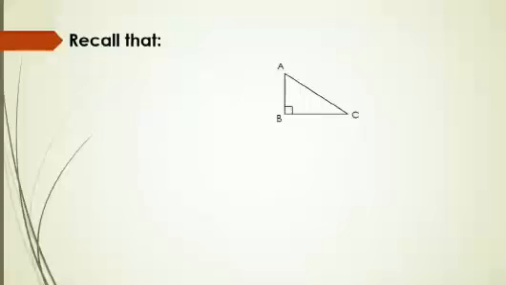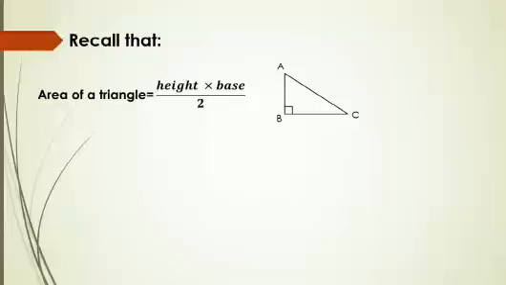First, the area of a triangle ABC is equal to height times base over 2. The height is AB and the base is BC. So the area of this triangle is equal to AB times BC over 2.